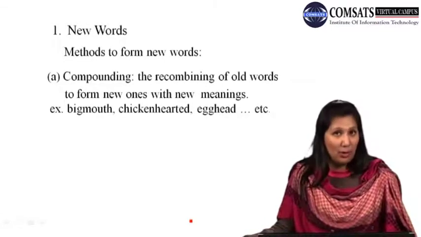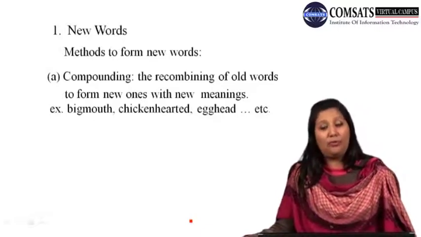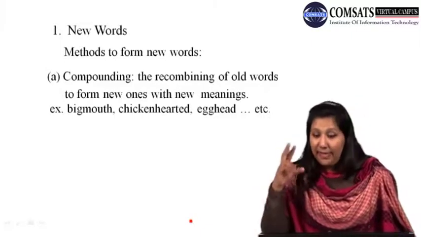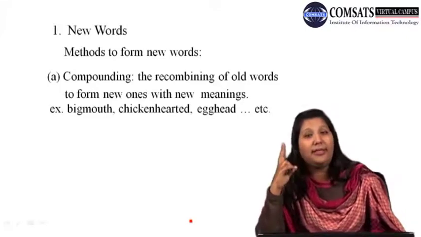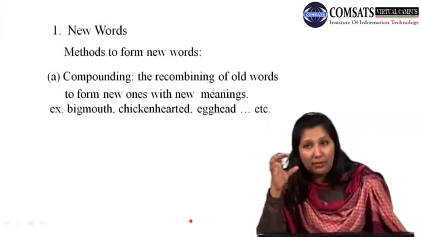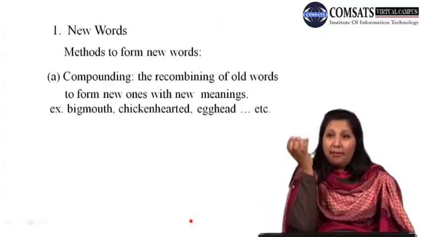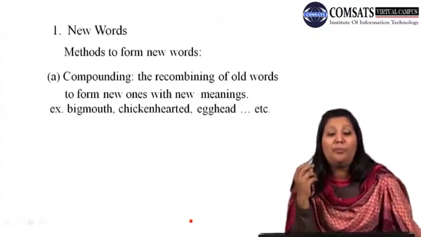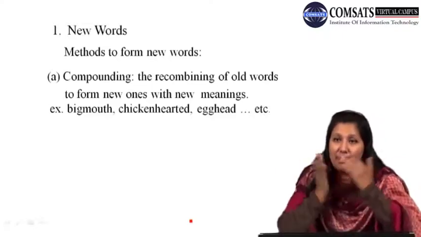We have discussed a lot. We have looked at so many examples. Compounding is the recombining of old words to form new ones with new meanings. Recombining of old words. Look at the condition. The condition is that they are old words. They are coming from some old origin. They are combining together, compounding together to form new ones. They would combine and make up some new word.